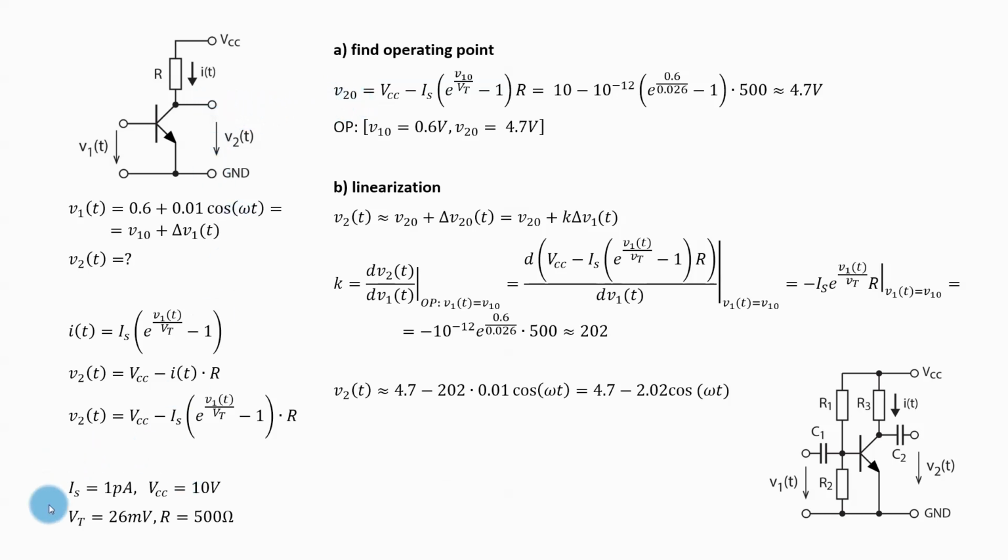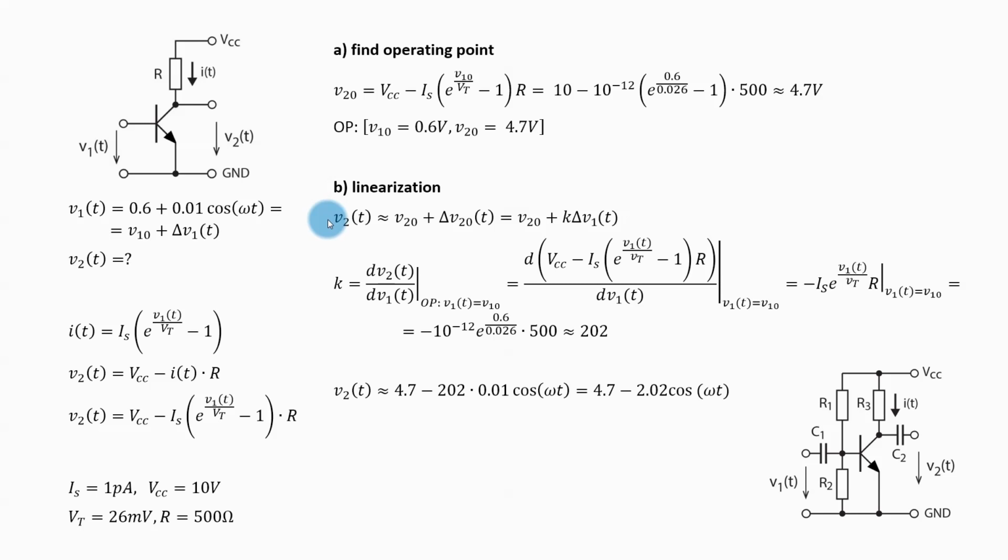So when I take these values and substitute them here, I will get this, which is approximately equal to 4.7 volts. So my operating point will be 0.6 volts at the input and 4.7 volts at the output. Now that I have the operating point, I can proceed with the actual linearization.